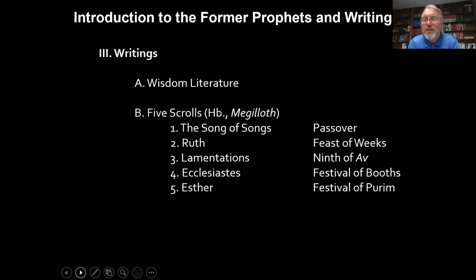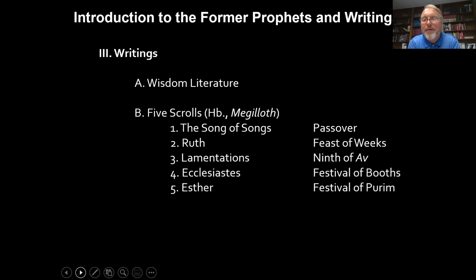The first of these that is read is the Song of Songs, and it is read on Passover. And we think of the Song of Songs as a book of passion, about the love of a man for a woman. But in reading it at Passover, it is the passionate love that God has for his people as he redeems them from their oppression in Egypt. So Song of Songs is read on Passover.